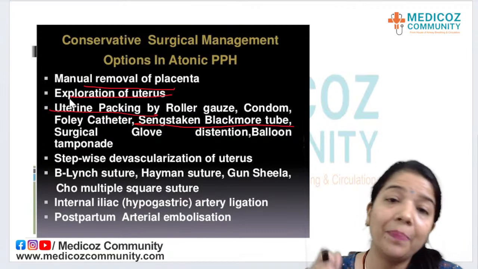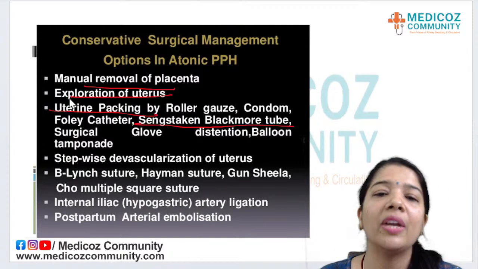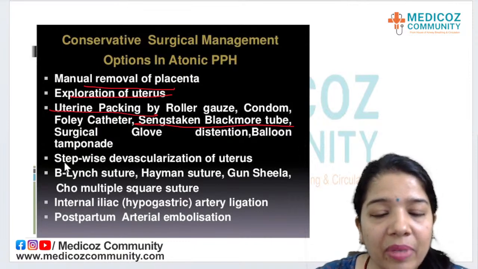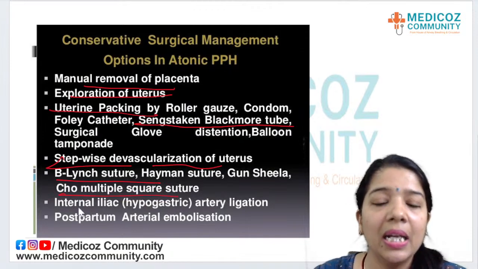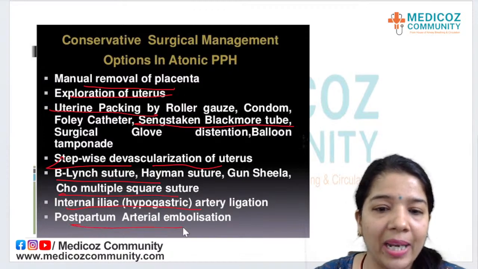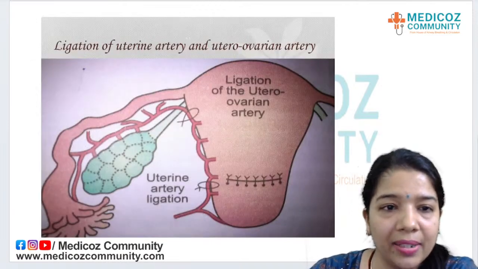Tamponades means we are giving a pressure effect inside the uterus, so that the bleeding stops. Okay, then the next step we move on to stepwise devascularization. Then there are some compression sutures which we will see. Then there is artery ligation and finally postpartum arterial embolization. So let's have a look at this.